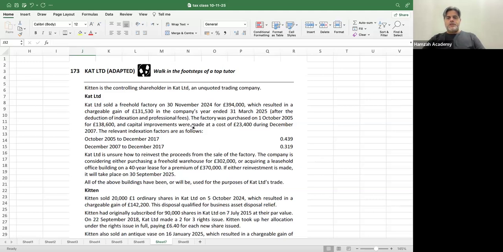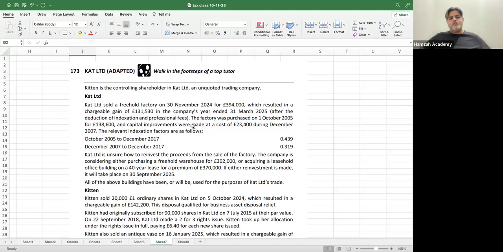The factory was purchased on 1st October 2005 for 138,600 and capital improvements were made at a cost of 23,400 during December 2007. The relevant indexation factors are from October 2005 to December 2017 of 0.439, then from December 2007 to December 2017 of 0.319. Okay.